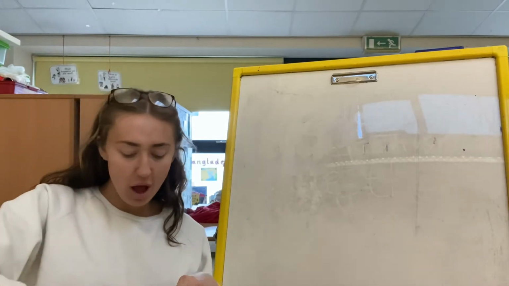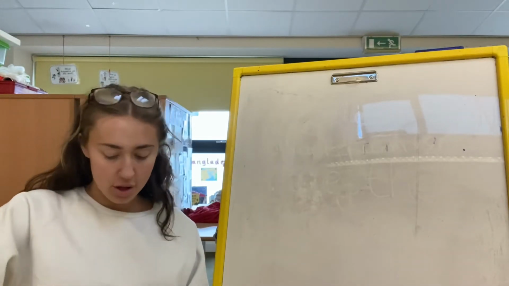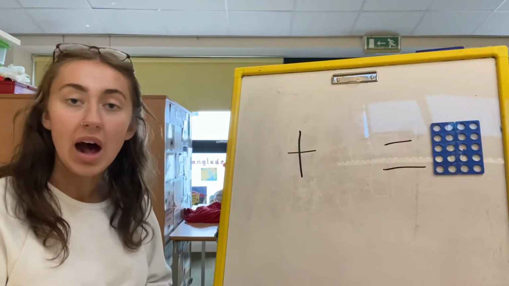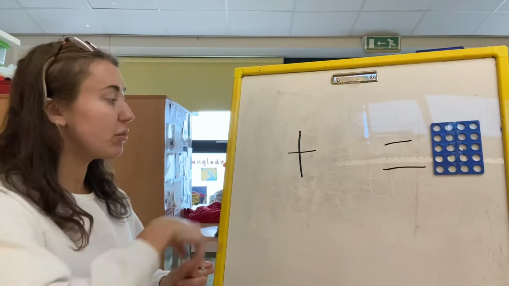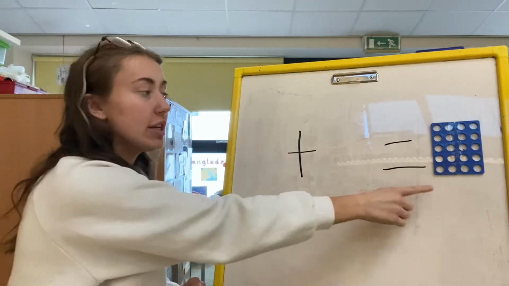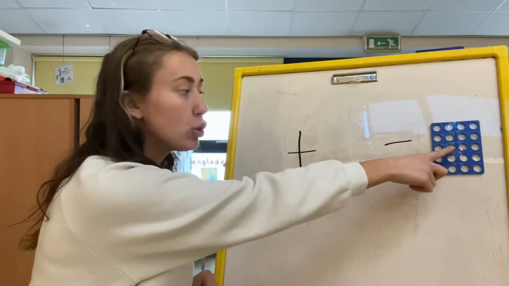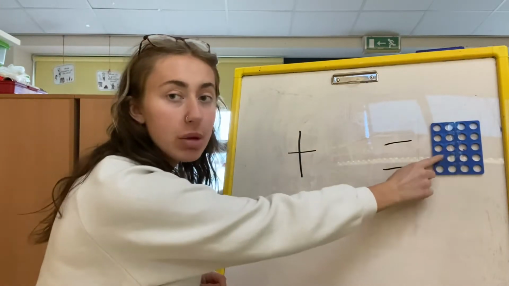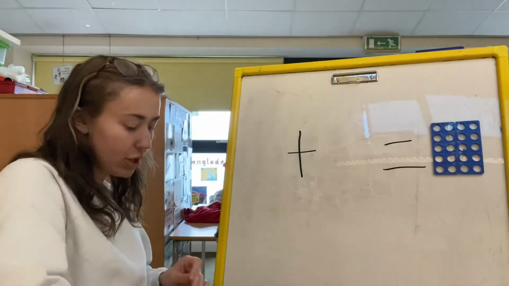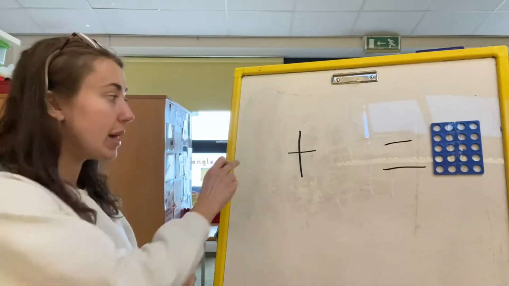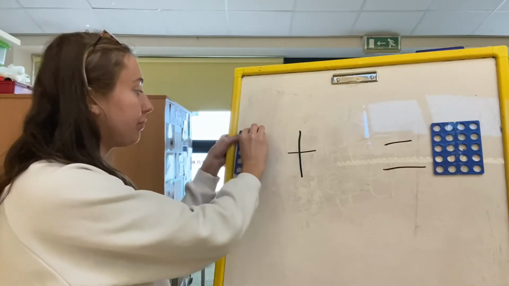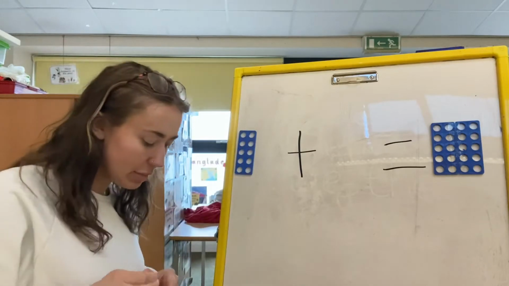To start off, I'm just going to go over your number bonds to 20 with you. On my board, I've got an equation. As you can see, we've got a gap here and a gap here. Our equation is going to equal 20 because we have two tens frames. So we have 20 here. For our first number, I'm going to put 10 here.